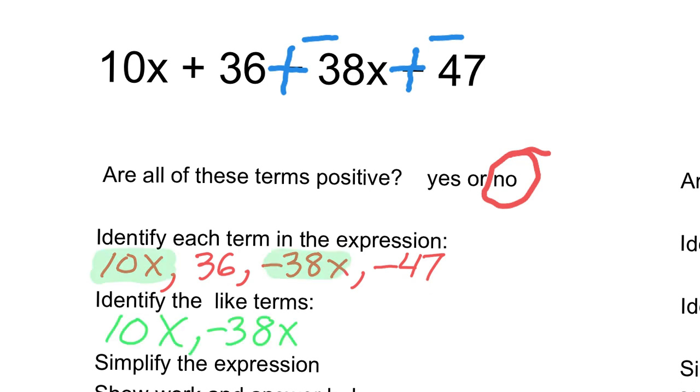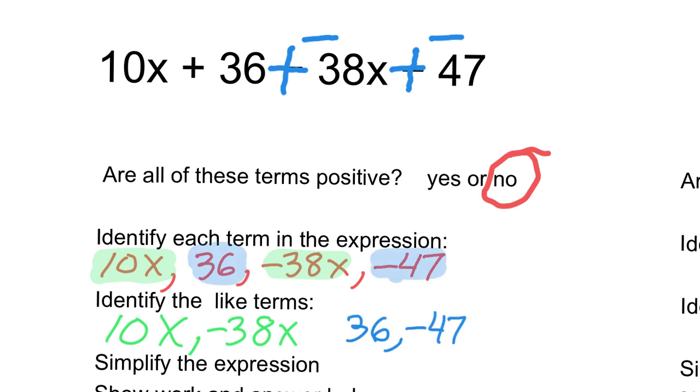Like terms have the exact variable or variables with the exact exponents. Or in class, I always say they have the same last name. So 10x has the last name of x, and negative 38x has the last name of x. So that's one set of like terms.